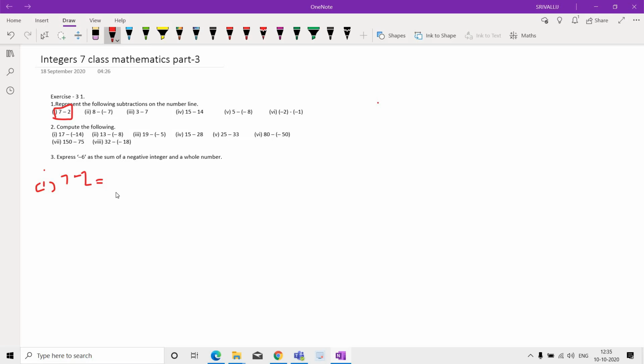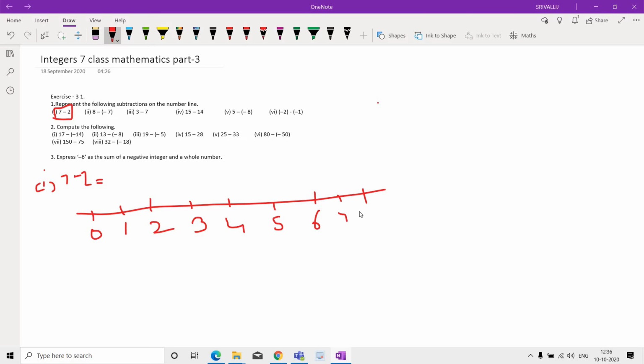If we subtract 7 minus 2, what will we get? 5. I am drawing a line. 0, 1, 2, 3, 4, 5, 6, 7 and 8. I am taking 8 numbers on the number line.